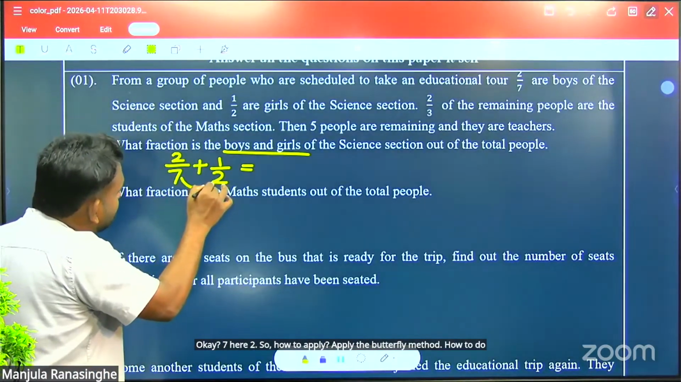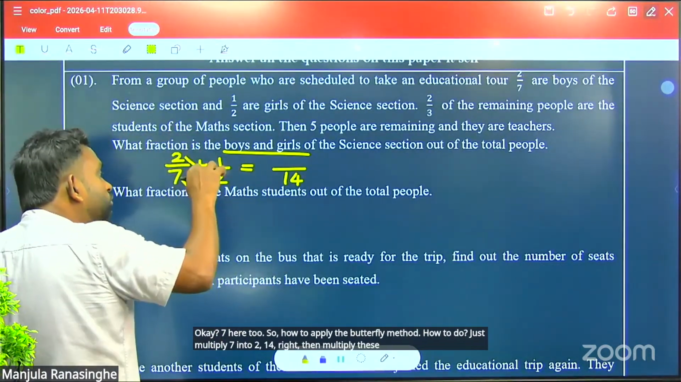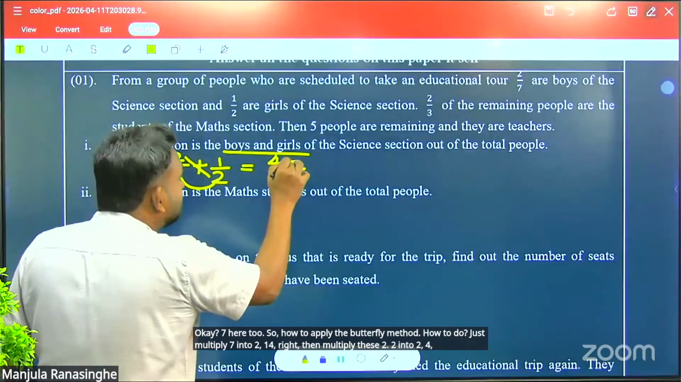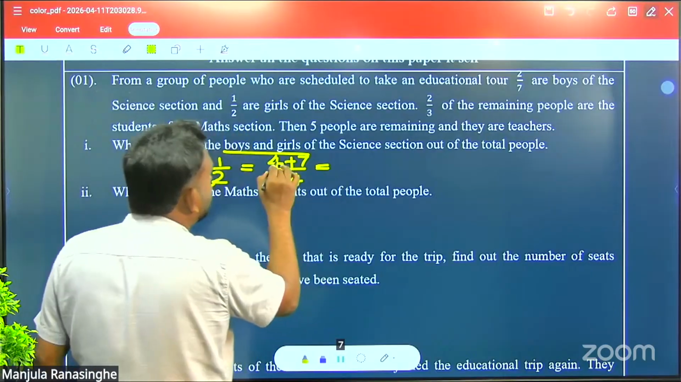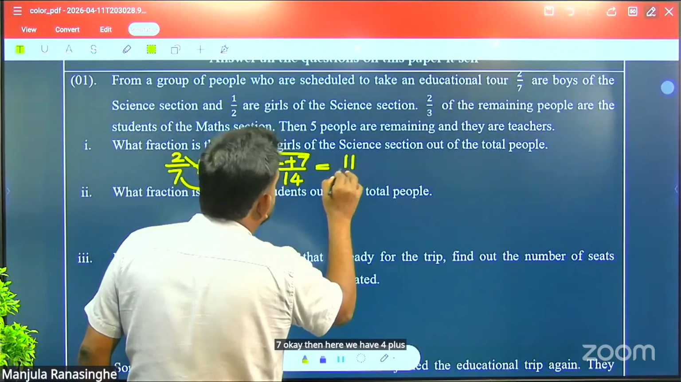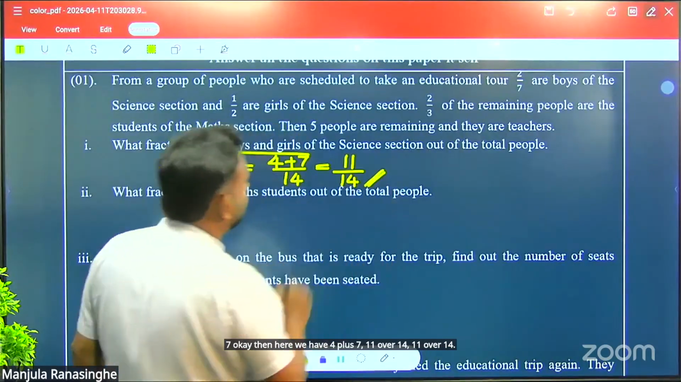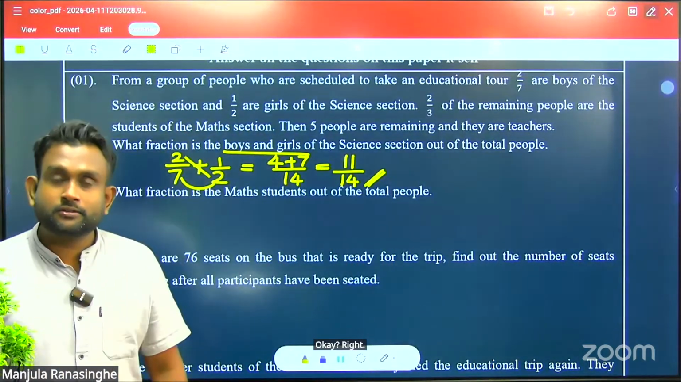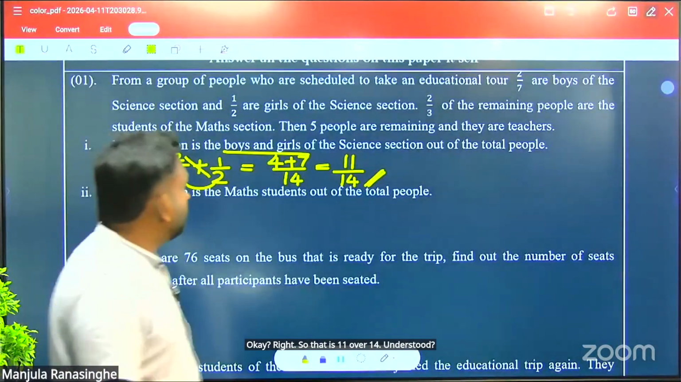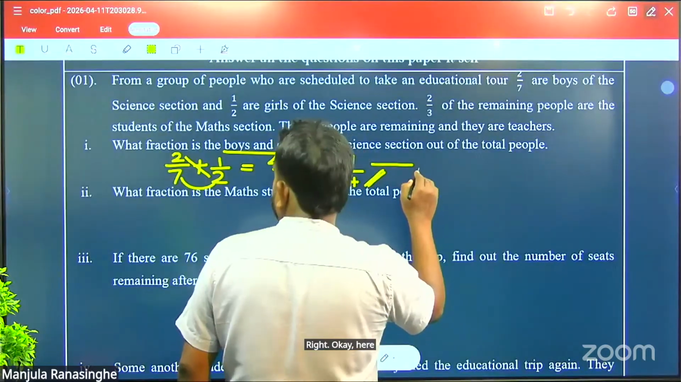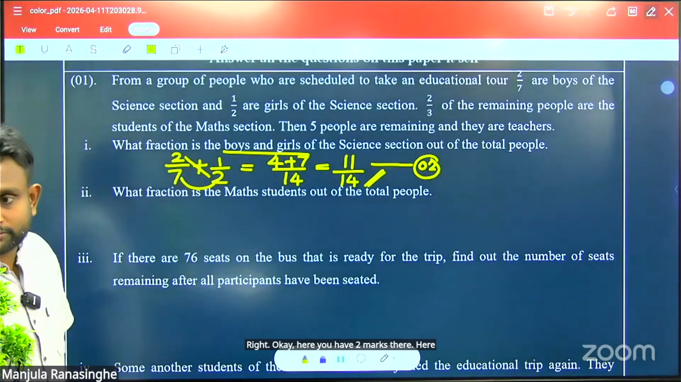Just multiply 7 into 2, 14. Then multiply these two: 2 into 2, 4, plus here 7 into 1, 7. Then we have 4 plus 7, 11 over 14. So that is 11 over 14. Understood? Here you have 2 marks.